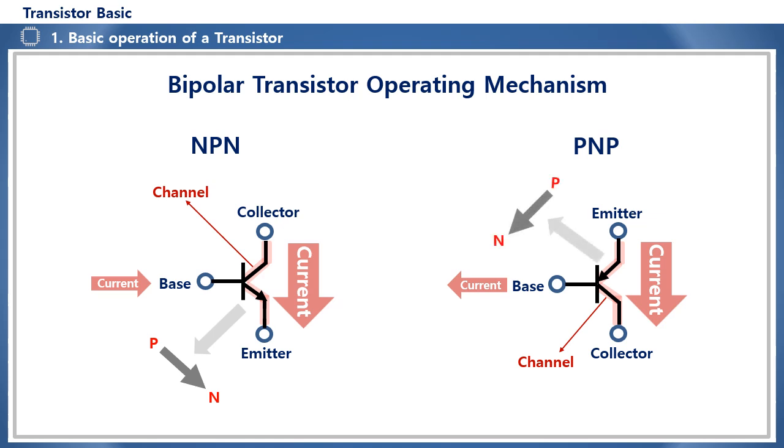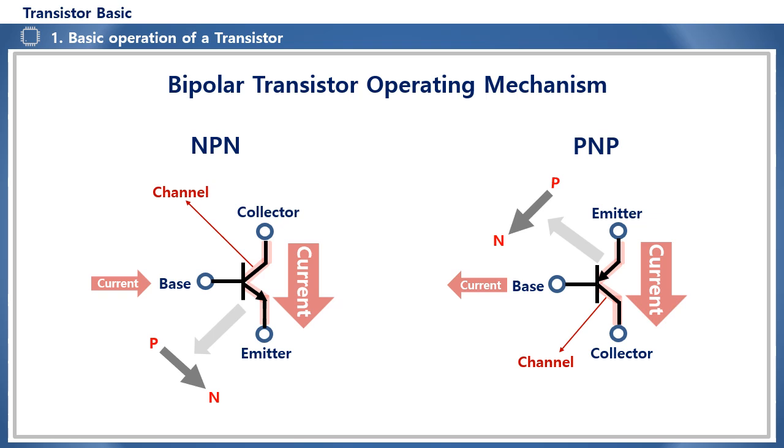The PNP type on the right has an arrow pointing from the emitter to the base, so the emitter is P, the base is N, and the remaining collector is P, so it becomes a PNP. Contrary to the NPN, when the base side control current flows out to the base in the direction of the arrow, the channel current is a structure in which a large channel current flows from the emitter to the collector in the direction of the arrow.